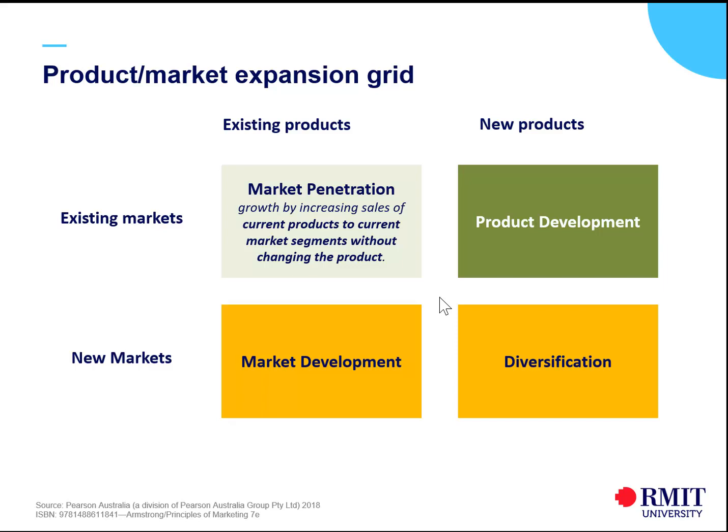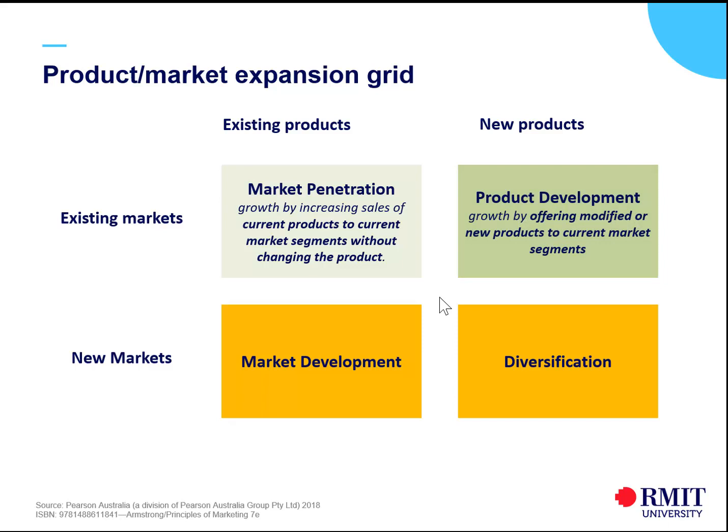changing the product. Now, marketers, once they've achieved that, they also may be doing, say, for example, new product development, which is called product development. Product development growth is achieved by offering modified or new products to your current market segments. So, for example, Coke might be trying to initiate a market penetration strategy, but then they want to also keep their current market quite stimulated, so they'll bring out Coke Vanilla.